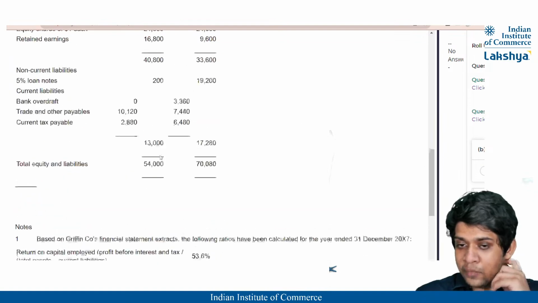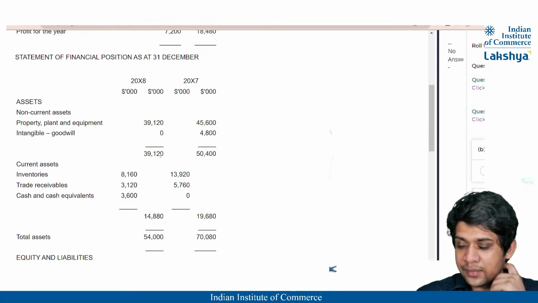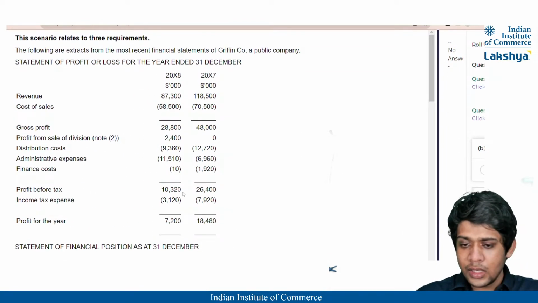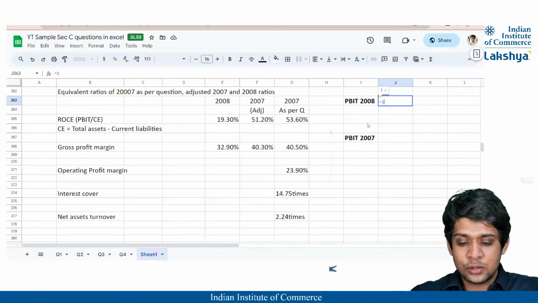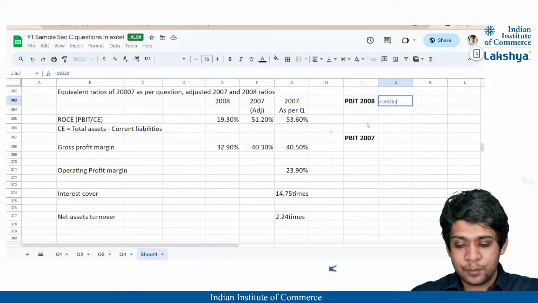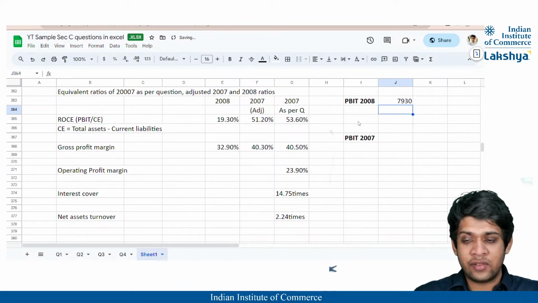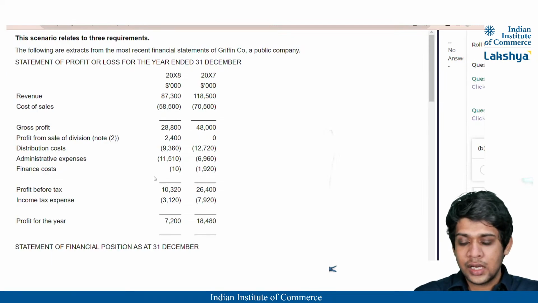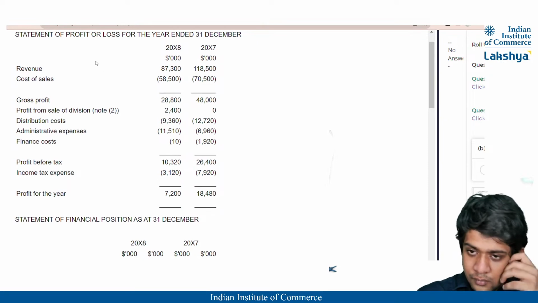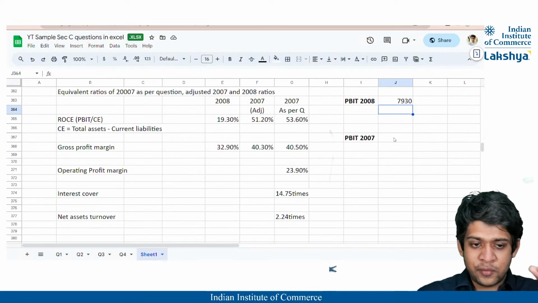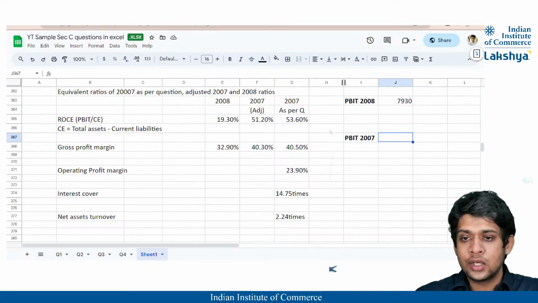So what is the profit before interest and tax for 2008, guys? It is 10,320 plus 10 minus 2,400, right? That is 7,930. So this is the profit before interest and tax for 2008.